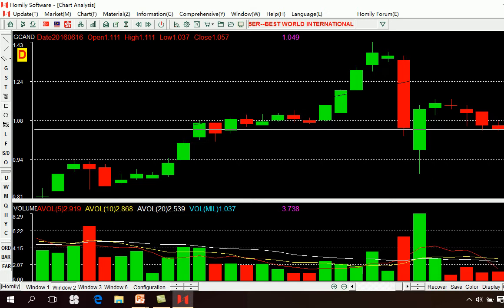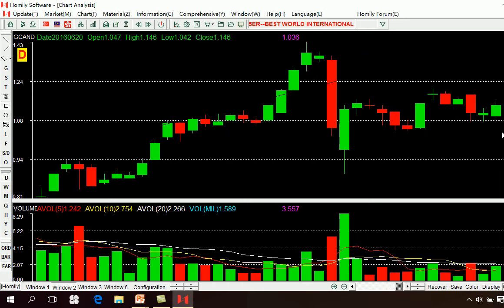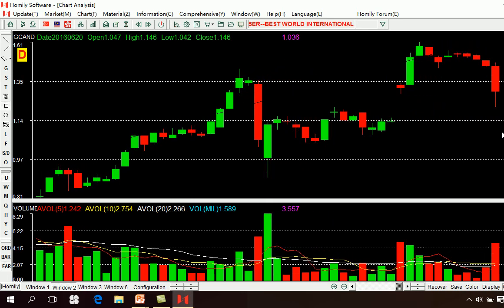Then we can see it just touched half of the body. Next day, it goes up again. Can we buy or not? You can buy again because this is the bottom confirmation. If you buy, you can catch some good opportunity. Okay, then we can see this one.